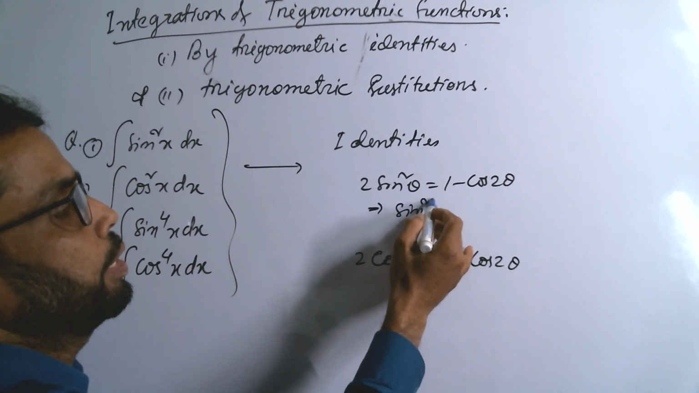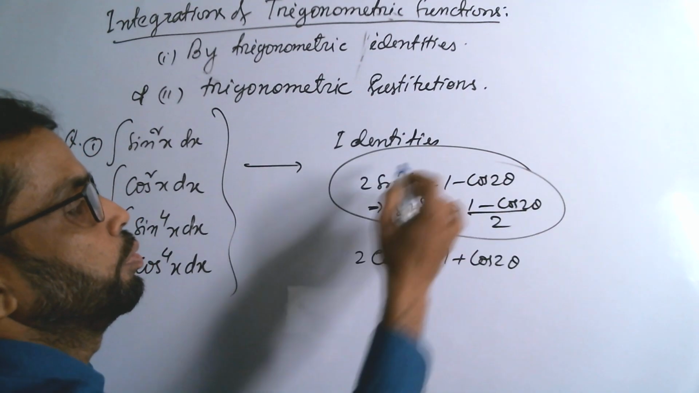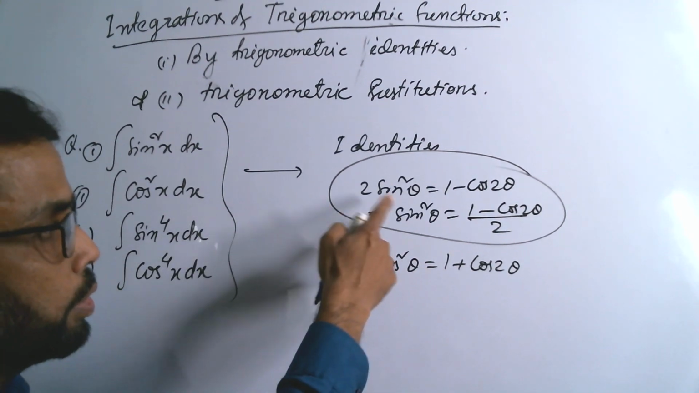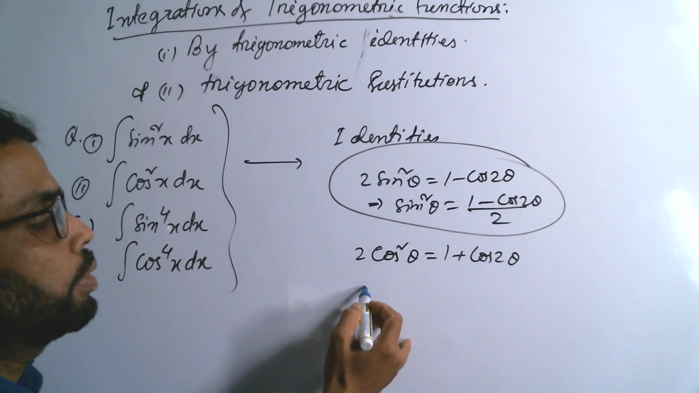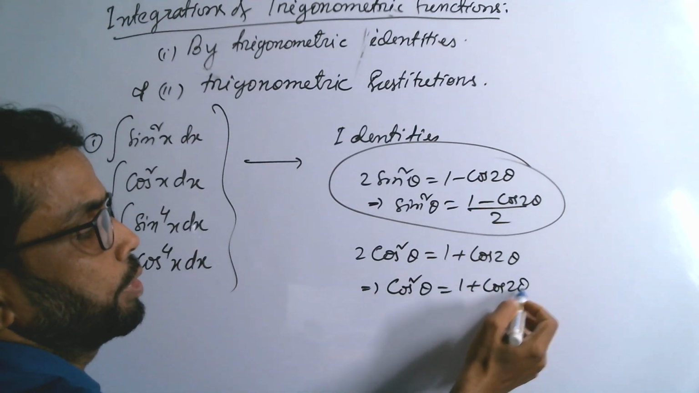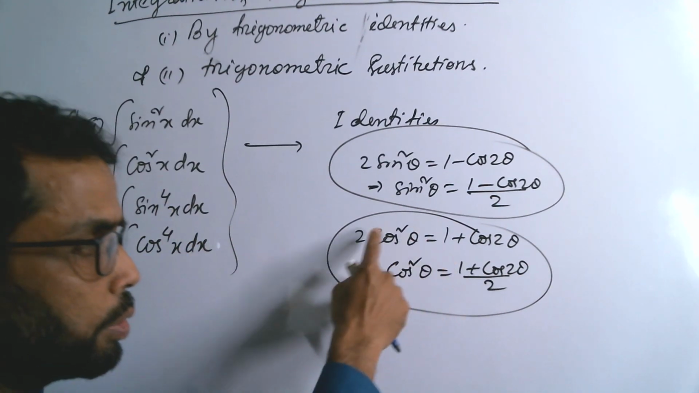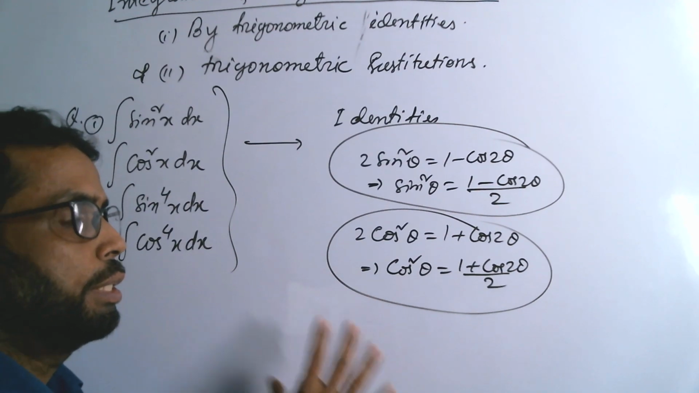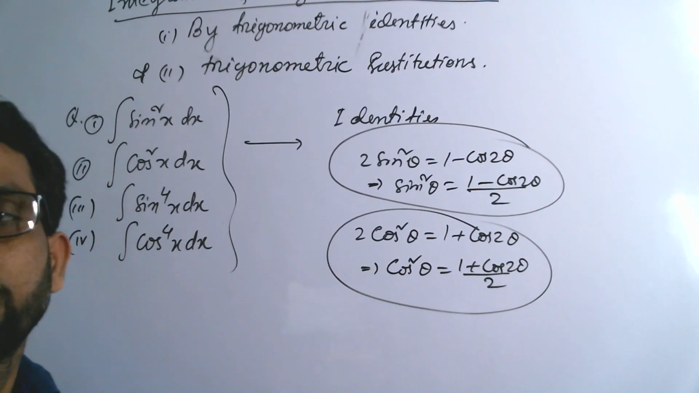Sine square theta, if we find from here, it is 1 minus cos 2 theta by 2. For sine power 2, sine power 4, sine power 6, we must use this sine formula. And the identity for cos, from here, cos square theta is 1 plus cos 2 theta divided by 2. For even power of cos, we must use this identity. And no other way is there. This identity is what we must use for integrating even power of sine and cos.